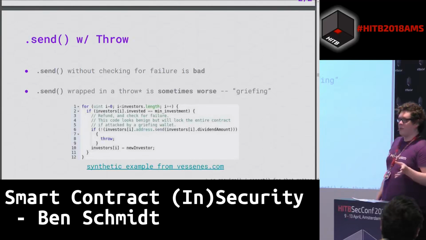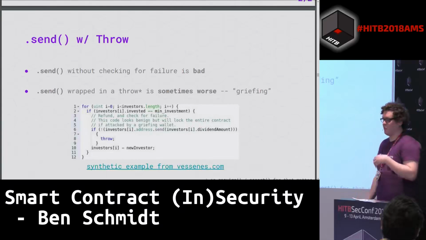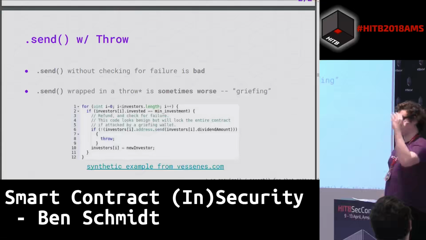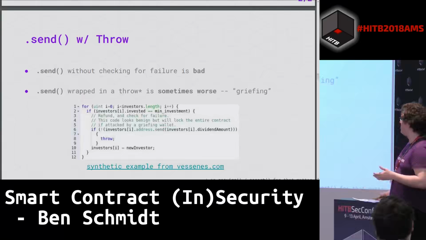So not checking is bad, but sometimes throwing is actually worse. There are some examples of contracts where people were withdrawing to a bunch of different addresses of previous investors, but if one of the sends fails and the contract throws, no one can withdraw any of their funds at all, and people call this griefing.